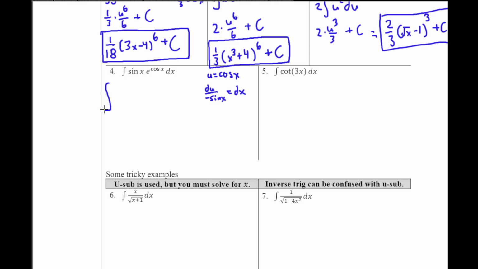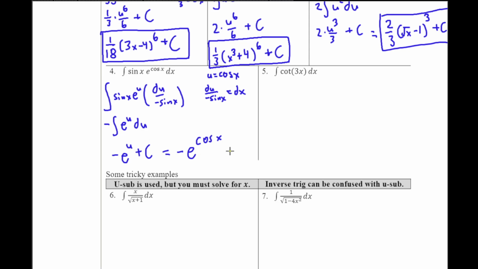So when you rewrite this now, again, if you set u equal to sine x and you try this, it wouldn't work out. You can see it if you tried it, but then u equals cosine x is the way that would work. So integral of sine x e to the u, and then dx is du over negative sine x. So sine x on the top and bottom cancel out. You're left with a negative e to the u du. Well, that's just equal to negative e to the u plus c. And then you can put the u back in. So it's negative e to the cosine x plus c.